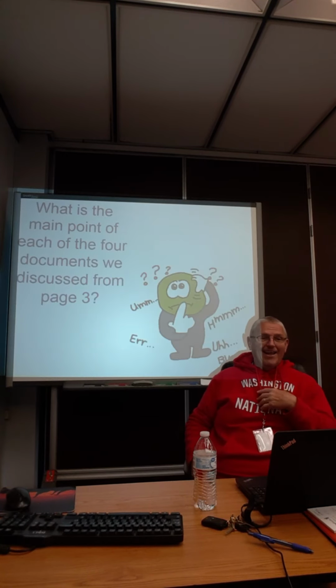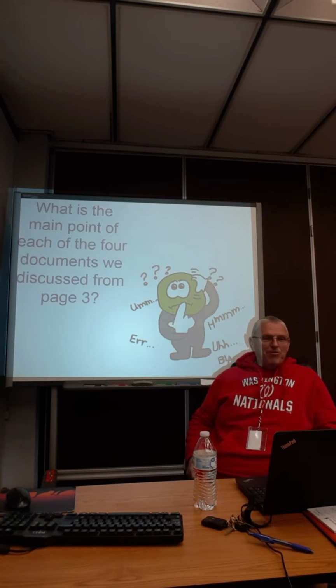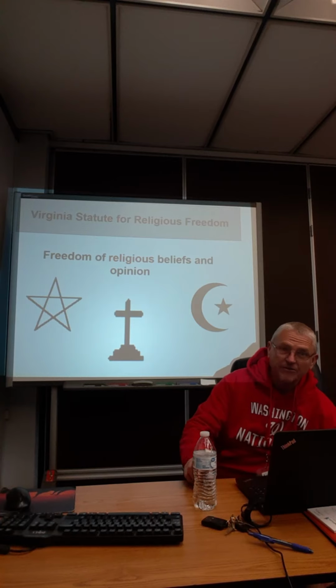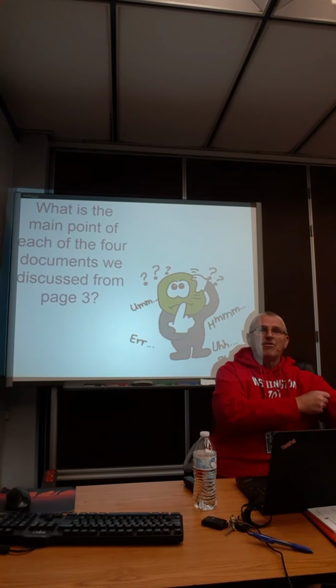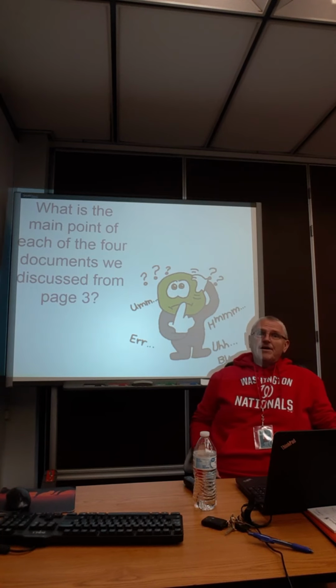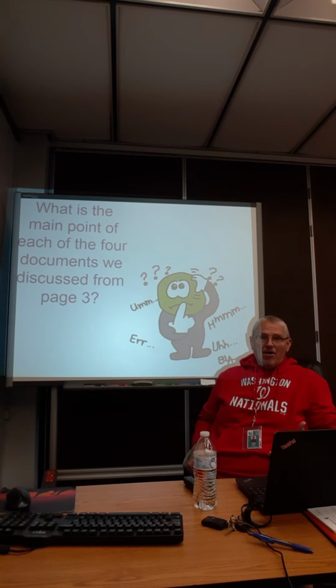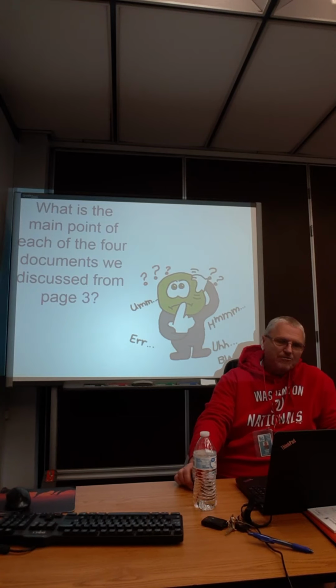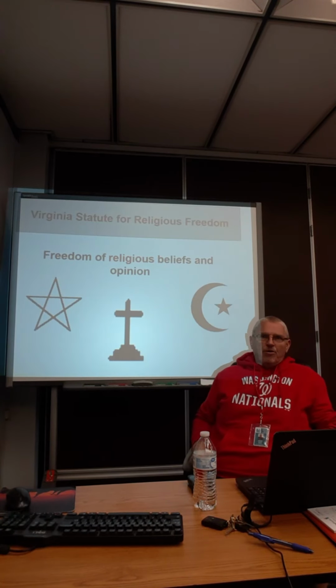All right. Now, what is the main point of each of the 4 documents we discussed earlier from page 3 here? Let's go back here. Main points again: the Declaration of Independence gave us our independence from Great Britain. The Charters of the Virginia Company of London guaranteed us rights. The Magna Carta limited the power of the king for the first time, and the Virginia Declaration of Rights was a model for the Bill of Rights.